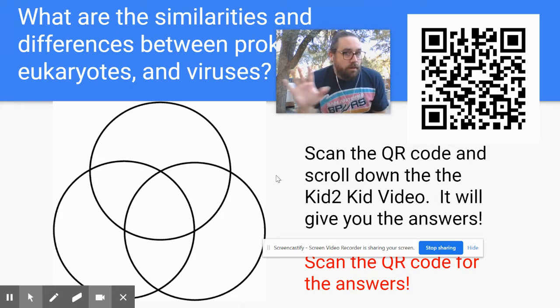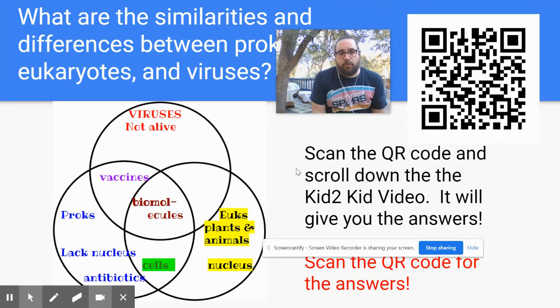Pause. Okay, cool. Here's what I came up with. Viruses are not alive. One thing they have in common with prokaryotes, pro no, eukaryotes. Eukaryotes have a nucleus, prokaryotes no nucleus. One thing I can think of in common between prokaryotes and viruses is I can use vaccines to prevent them. Now for prokaryotes I can also use antibiotics. Antibiotics don't work on the virus. Eukaryotes have nuclei, they're plants and animals and fungi.